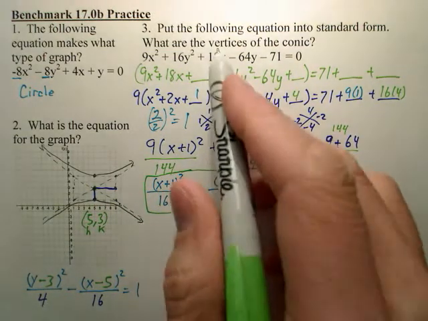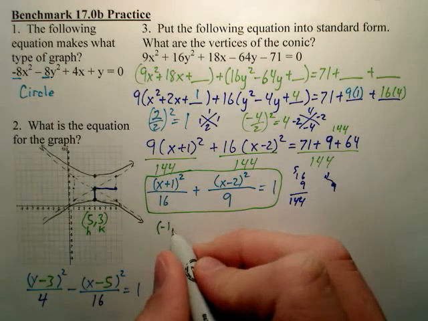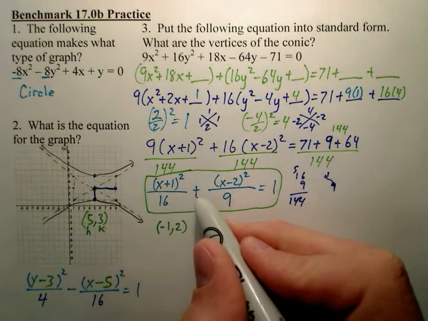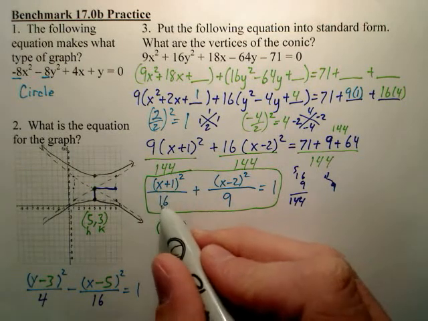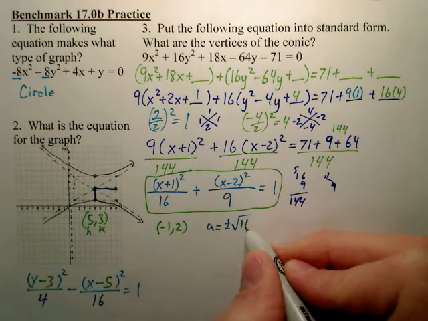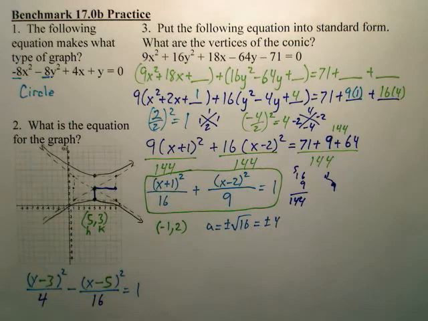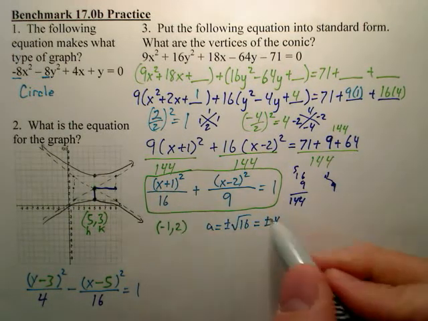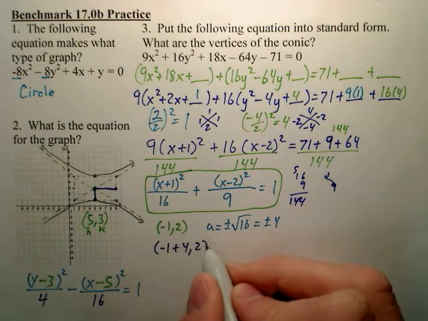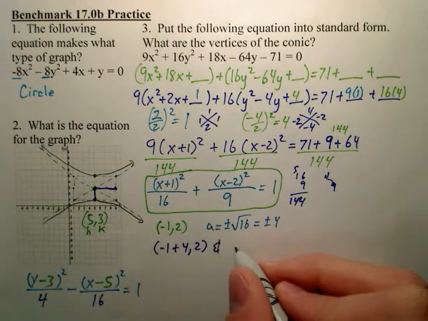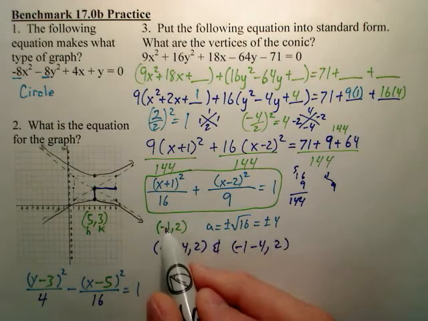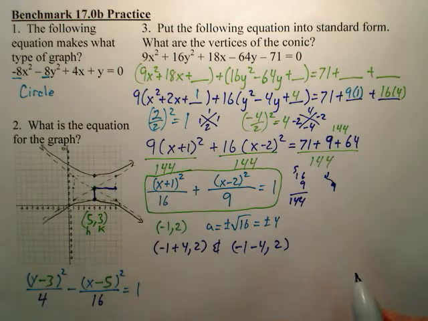The next part of the question says, what are the vertices? So the center is -1, 2. The vertices, well, since this is a plus between, what you'll notice is you look at the largest denominator. So a is equal to plus or minus the square root of 16, which is plus or minus 4. And the letter it came from is x, so we're going to add 4 to the x value. So my answer would be -1 plus 4, comma 2, and -1 minus 4, comma 2. Again, we're adding 4 to this and subtracting from that because the 4 came from the x.